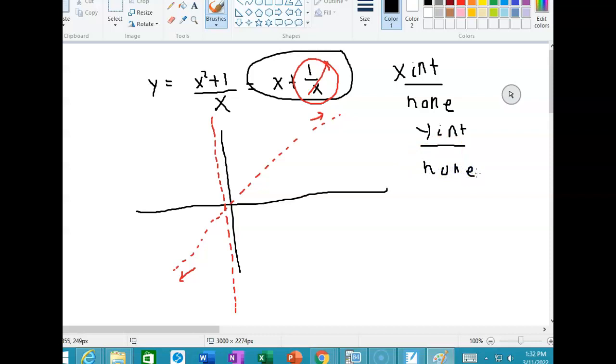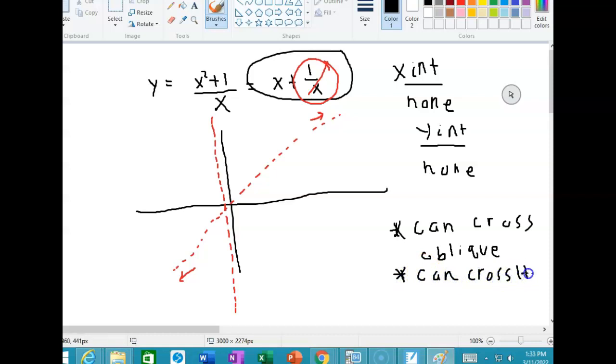Okay. This is the thing. Do we ever cross? Remember, you can. Let's just remember this real quick. Remember, you can cross oblique asymptotes. Okay, it's possible. You can cross horizontal. Okay, but you cannot cross vertical, so you got to remember that. So you can't cross vertical asymptotes.